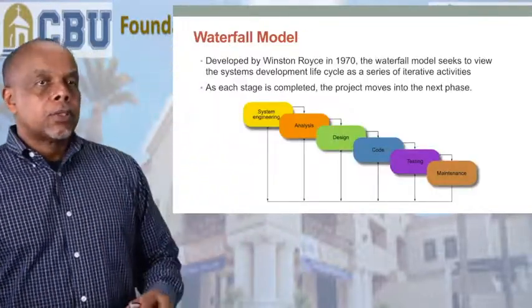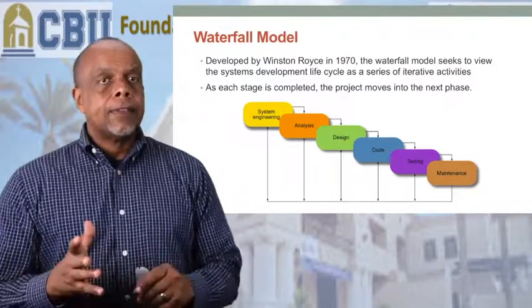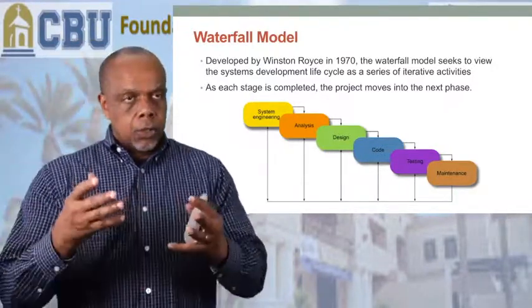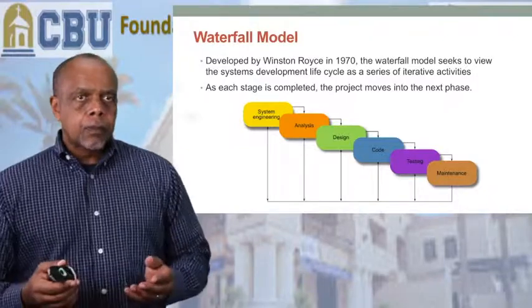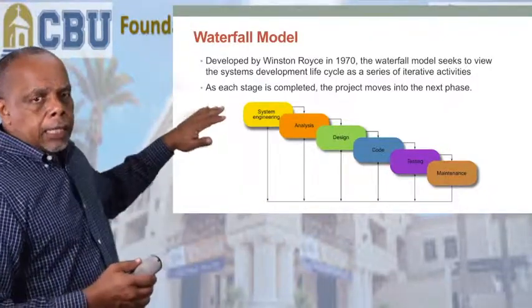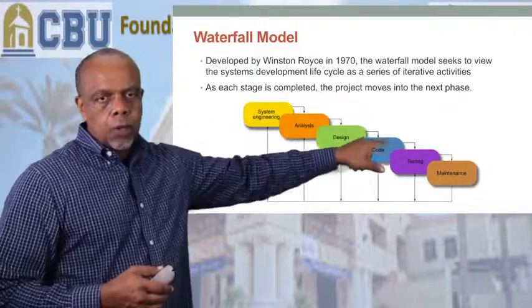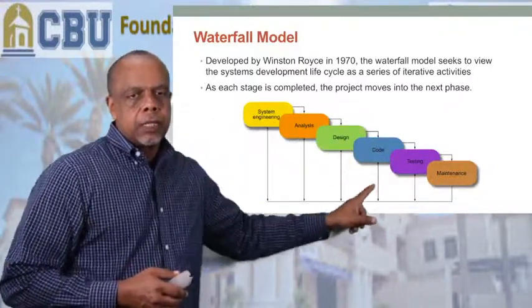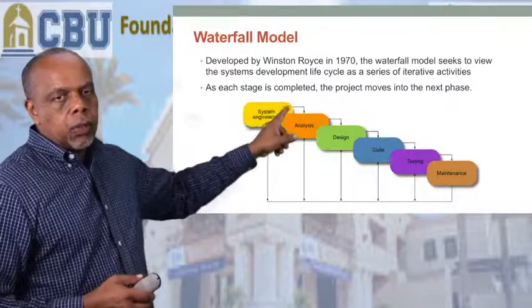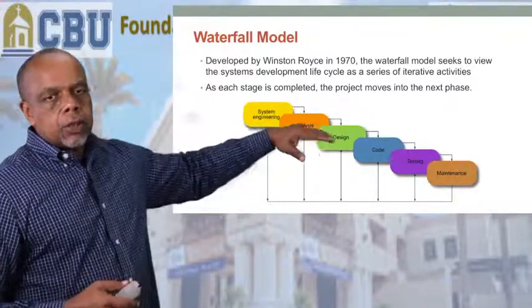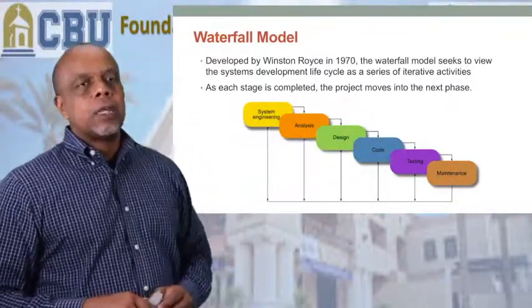This is one of the early models. A guy named Winston Royce introduced and developed this model in 1970. They call it waterfall because each phase waterfalls down to the next phase, but you also have a feedback loop where you can come back. So it's relatively sequential.